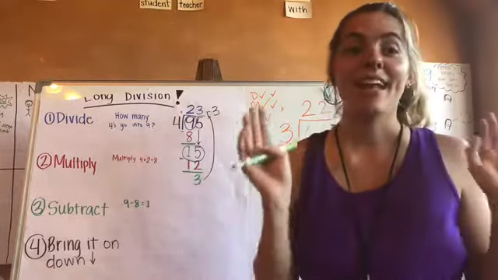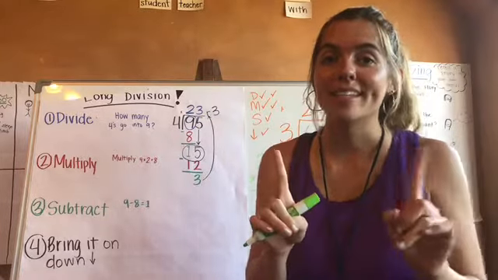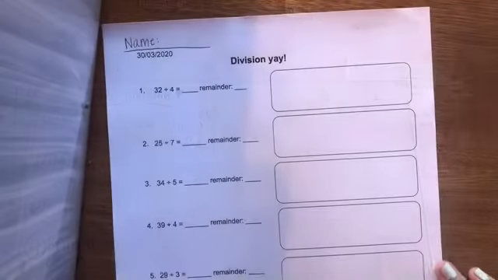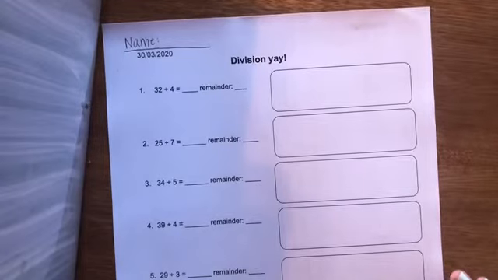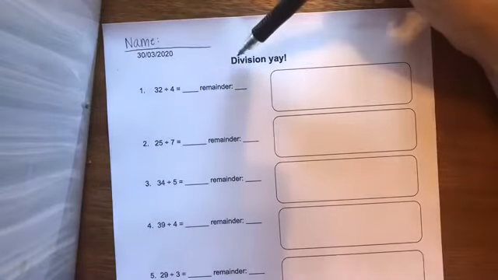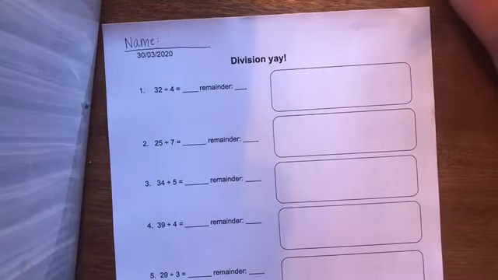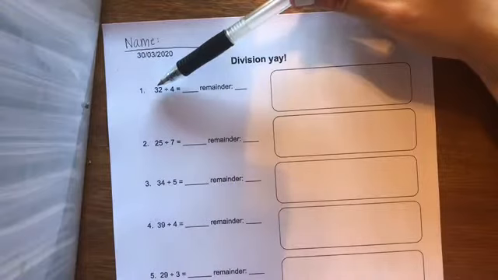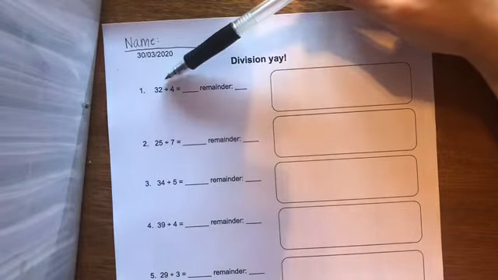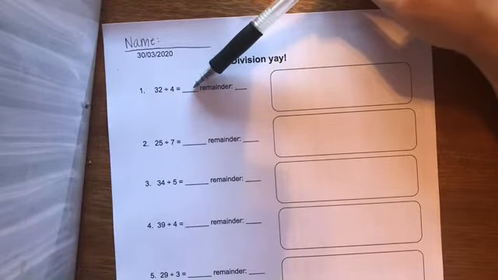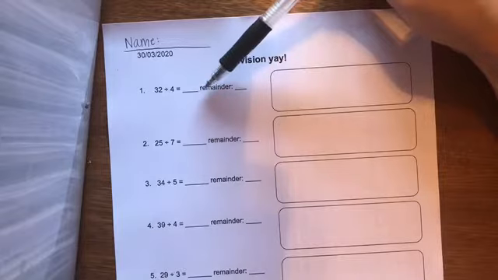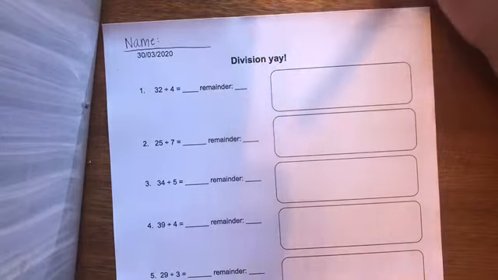Okay, now we're going to do another one, so hold tight. Okay, hey guys, we're gonna do this paper called Division Yay. So everyone turn to your packet, it says Division Yay. And our first question says 32 divided by 4 equals something. And then there's a little space for you if you need a remainder to put a remainder.